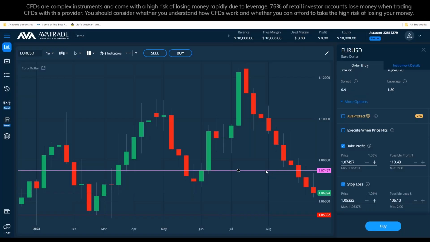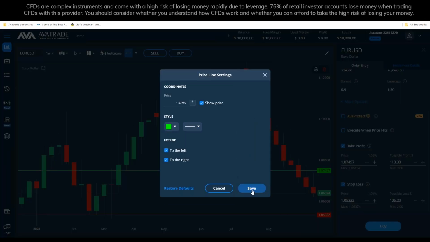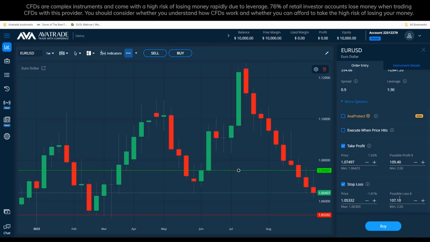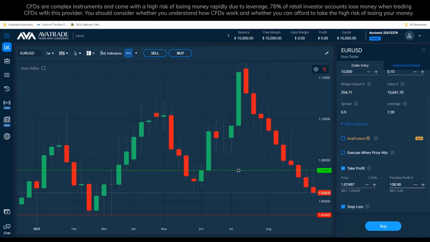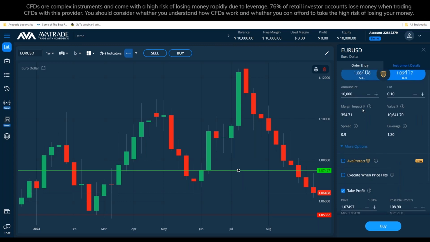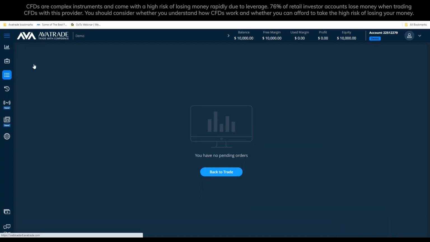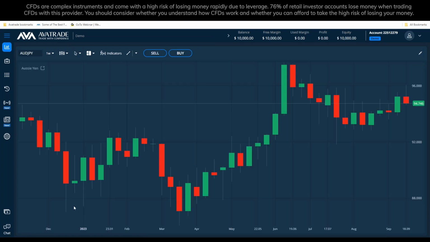And now I know that this position can lead me to make $100 and my potential loss is $100. Now, the more positions I take, the more I'll have to manage them when I go to my positions. You see, everything will be presented here with the stop loss and the take profit, and then I can manage what's happening on my account. Keep in mind, the more positions you have, the more time and attention you'll have to give your account.